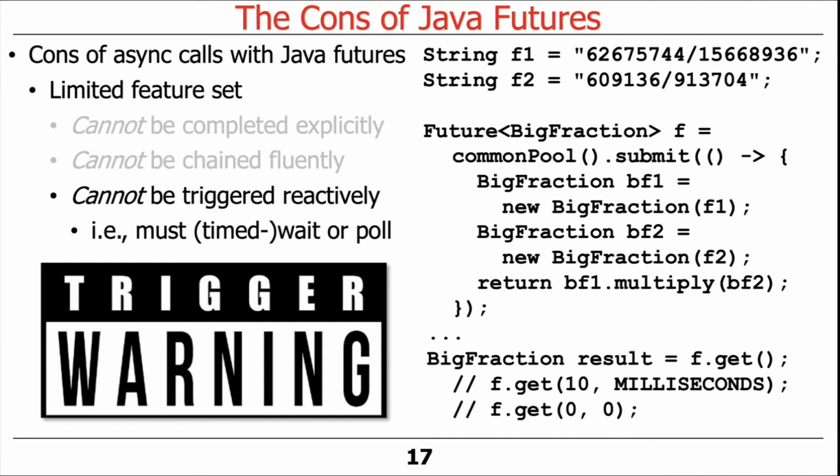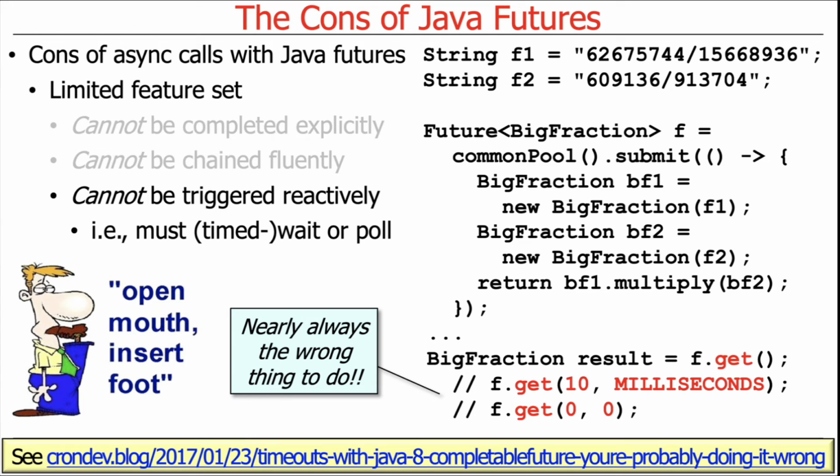You also can't trigger the futures reactively. You have to use either waiting, blocking, or timed waiting, or polling. And all of those things are very, very problematic. Even though they kind of work, they're very problematic. And here's the problem. Whenever you start using blocking, then you have the problem that you may wait for a long period of time, and if the computation takes too long, you're kind of freezing out that thread from doing any other useful work.